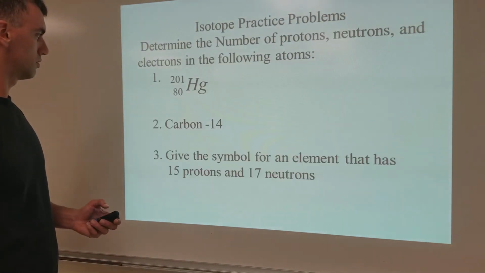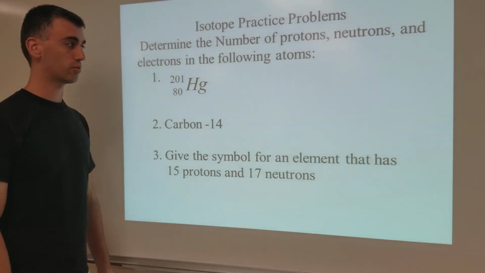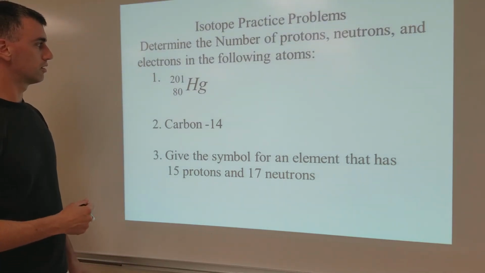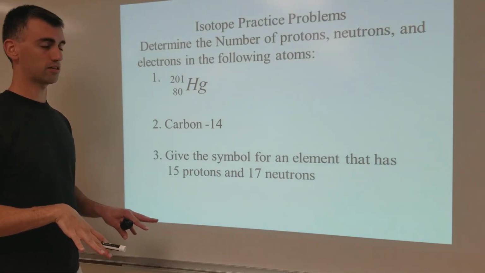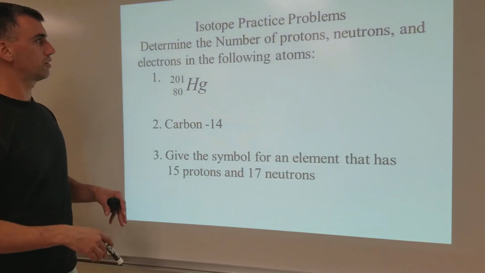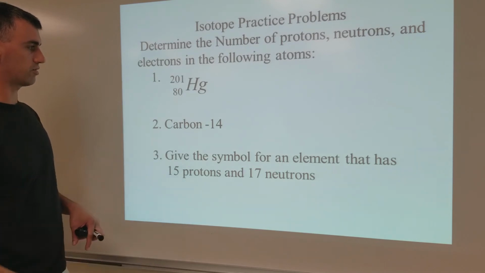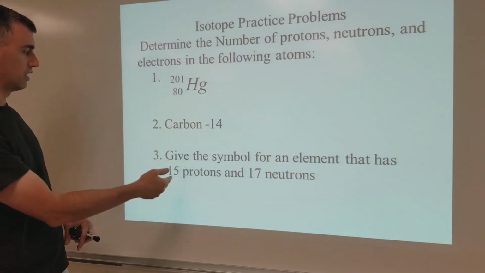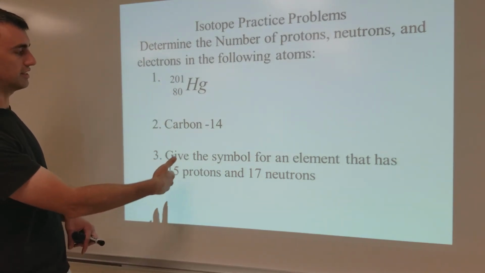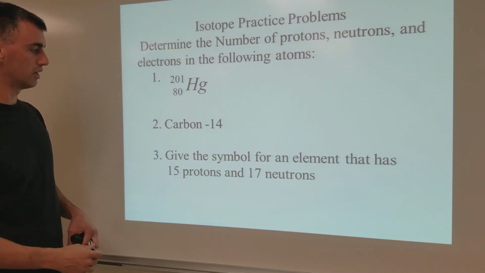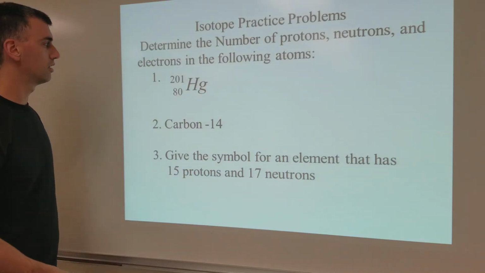So these are some practice problems to try out. I would say pause the video before the answers are put up. But here's what you should be able to do. You should be able to come up with the number of protons, neutrons, and electrons for these two. And for this one, you should be able to take this information and come up with a symbol, and I suppose the name too, for that matter.